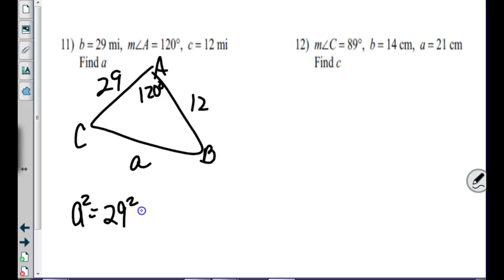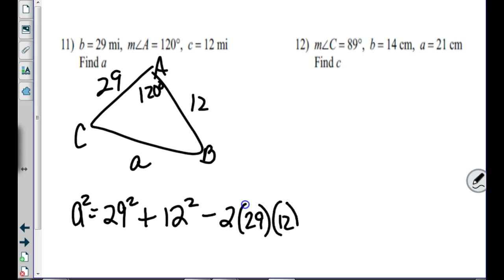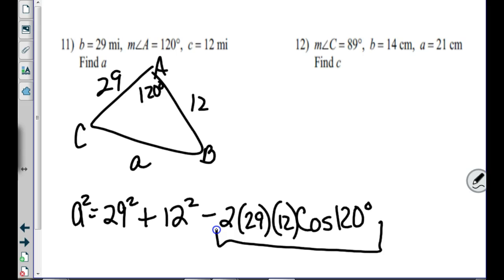(29 squared) Okay, and you have to type it all in. This all goes together. You cannot separate it. I would just type the whole darn thing in.